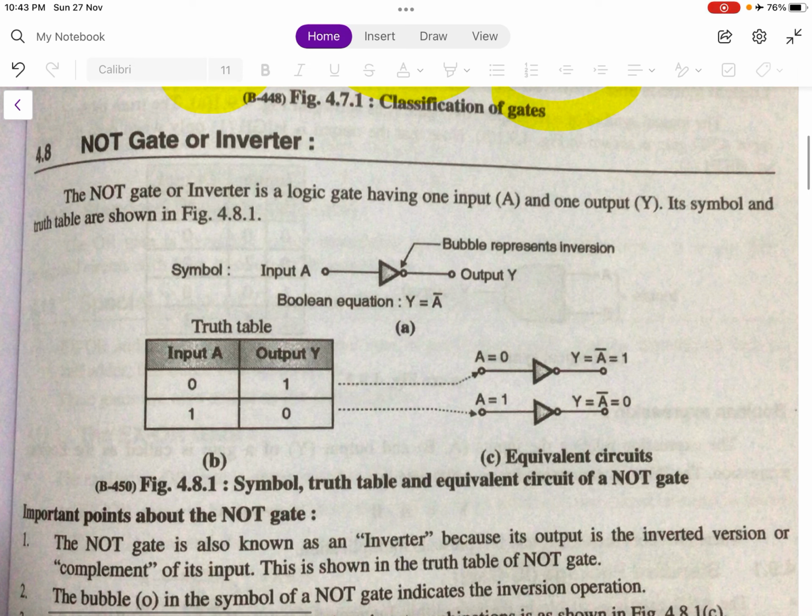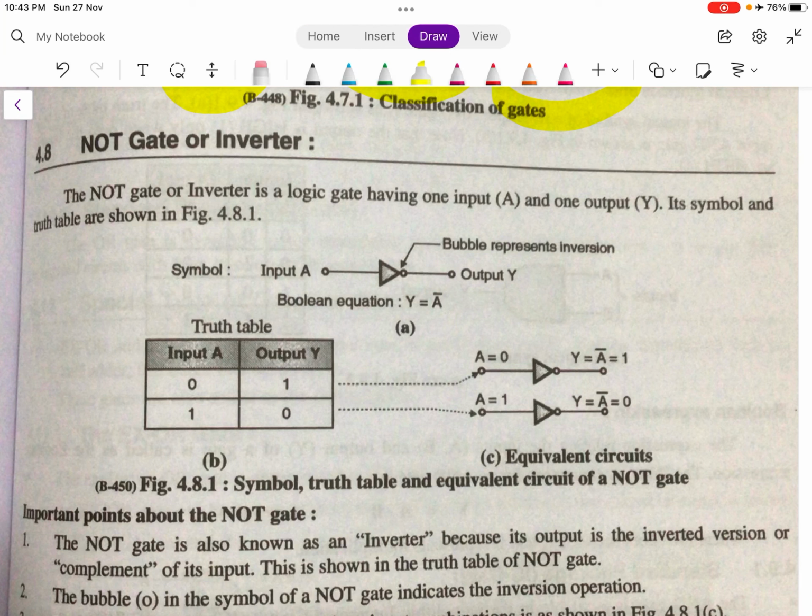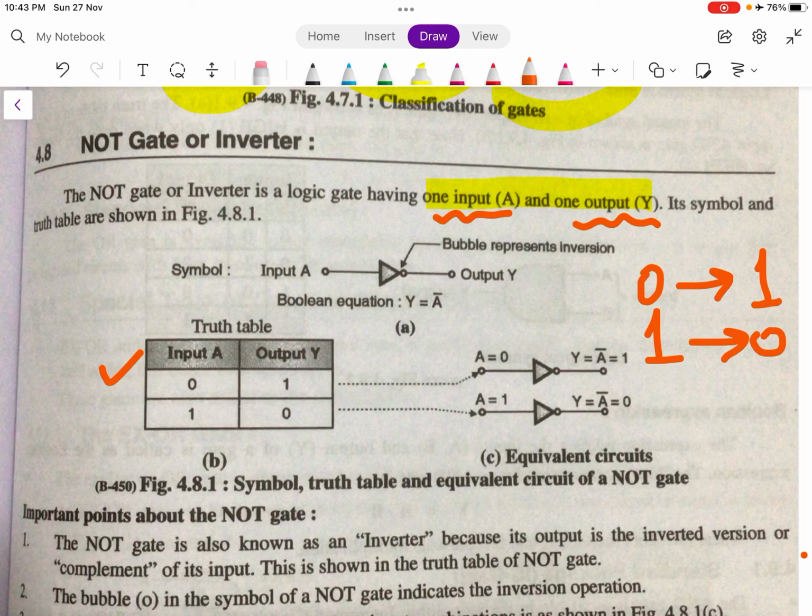NOT gate or the inverter. The NOT gate or the inverter is a logic gate having one input A and one output Y. Its symbol and truth table is shown in figure 4.8.1. So this is the truth table. It is an inverter gate. If the input is 0, the output will be 1. If the input is 1, the output will be 0. You have one input, one output. The bubble represents inversion.